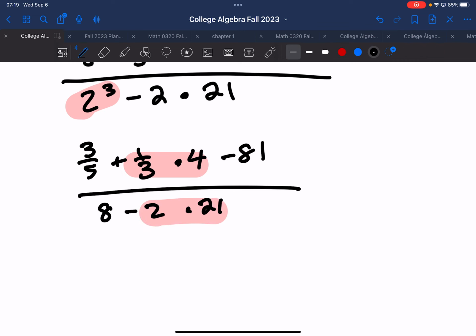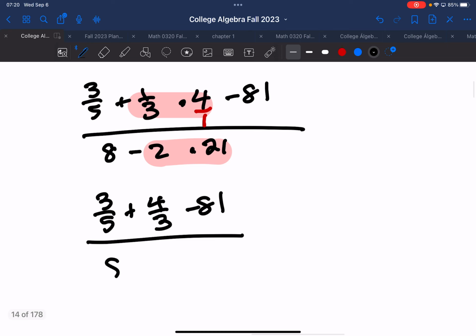So when we are multiplying 1/3 times 4, what do we need to do with that 4? Put it over 1. So if I multiply 1/3 times 4 over 1, that gives me 4 over 3. So I have 3 over 5 plus 4 over 3 minus 81 over 8 minus 42. Okay. What is my next step on the top? Yep, addition. I'm going to go ahead and just type that into my calculator.